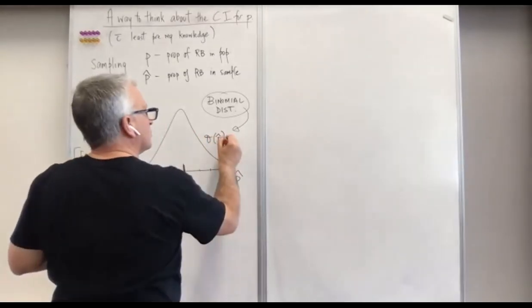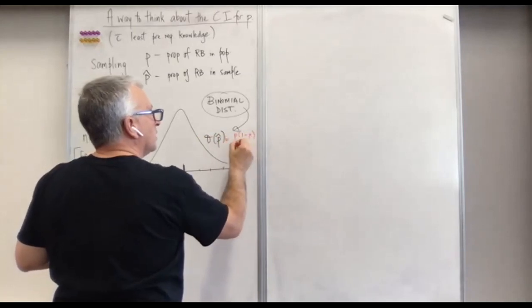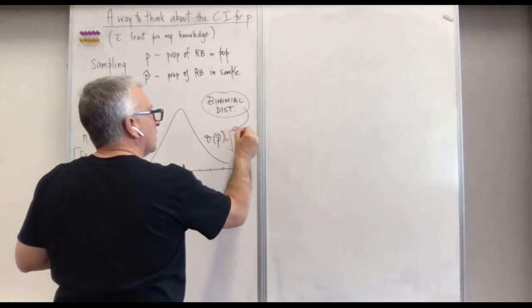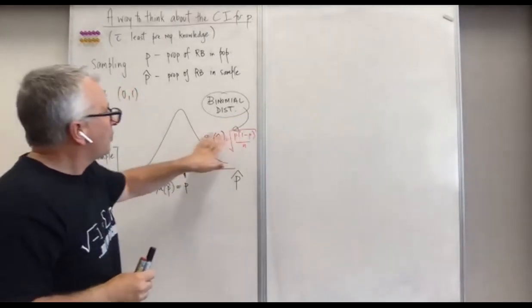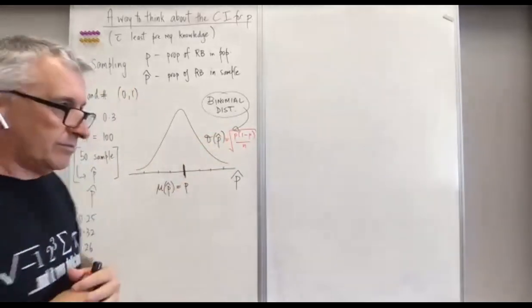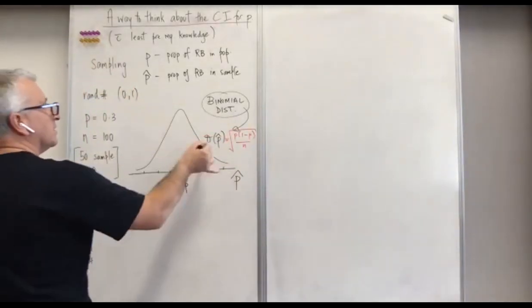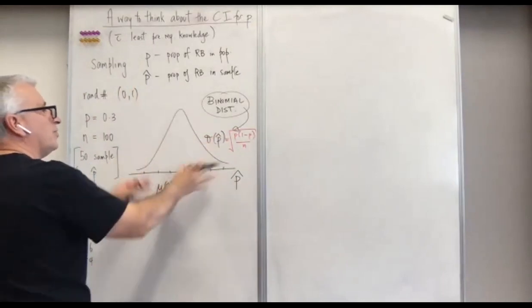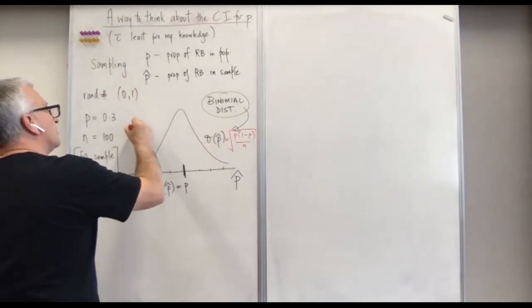And that is equal to something like this: the square root of p times 1 minus p, all over n. And this is more correctly called a standard error. And this whole thing is called a sampling distribution.